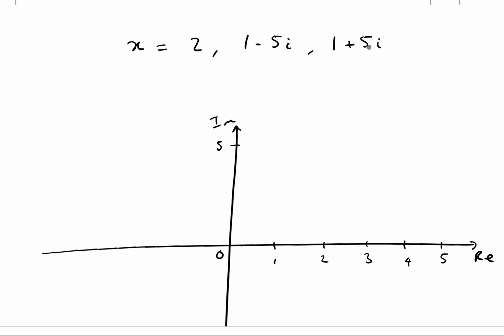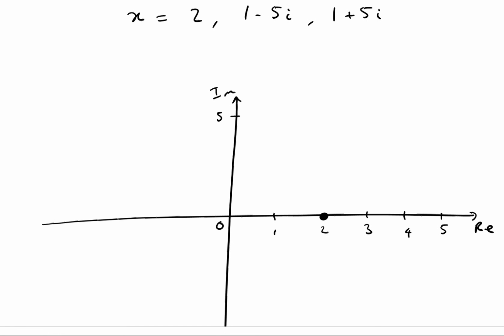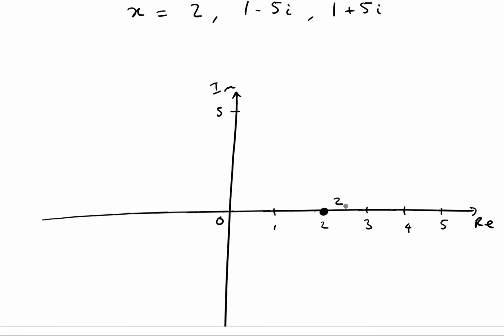Now, the easiest one to put on, believe it or not, is x equals 2, because there is no imaginary part to this. There is no imaginary component. So with this root of x equals 2 we're confined to the real plane, and the distance from the origin along that real axis is going to be 2. So that is our root, x equals 2, plotted on there.